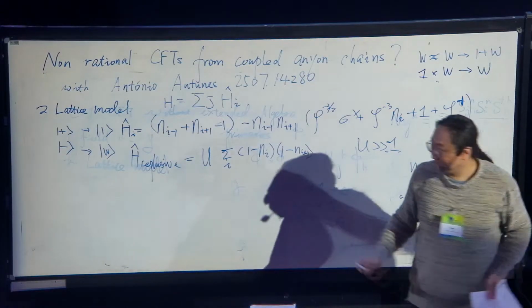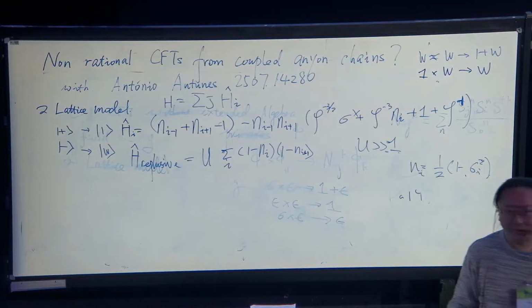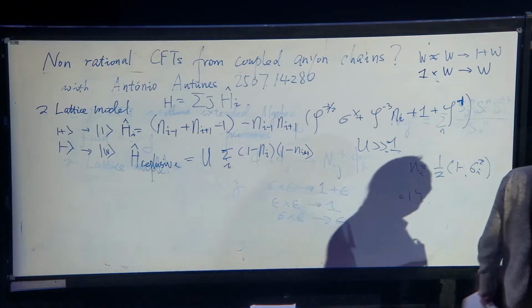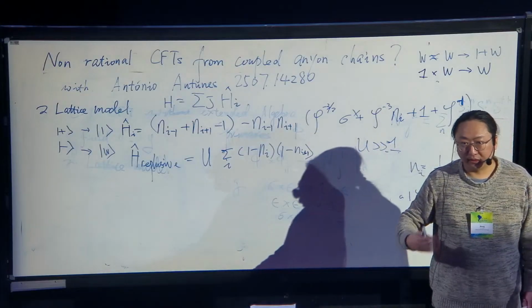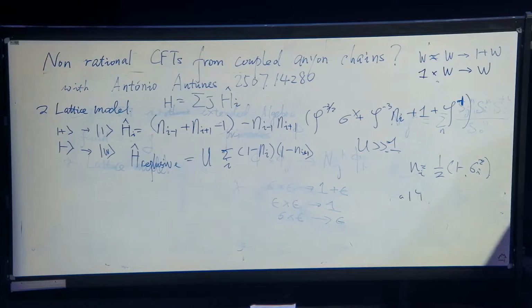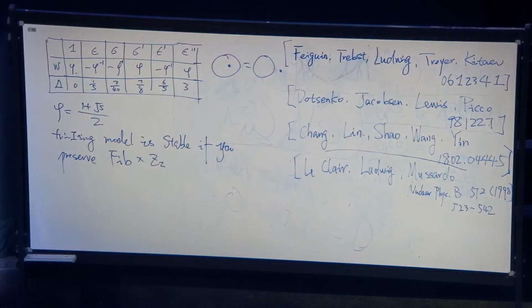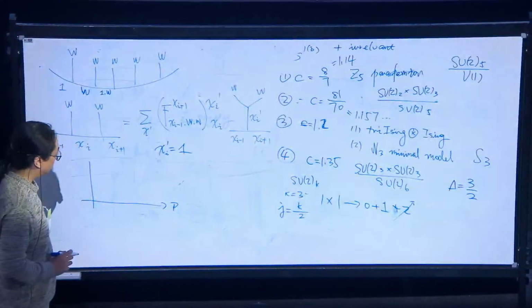But let's study this one chain Hamiltonian. One question you can ask is, where is the Z2 symmetry? In fact, the Z2 symmetry is realized in a very interesting way. So in this seminal paper, they studied this system.